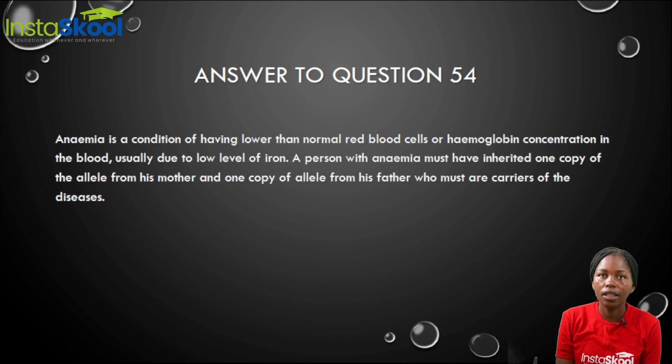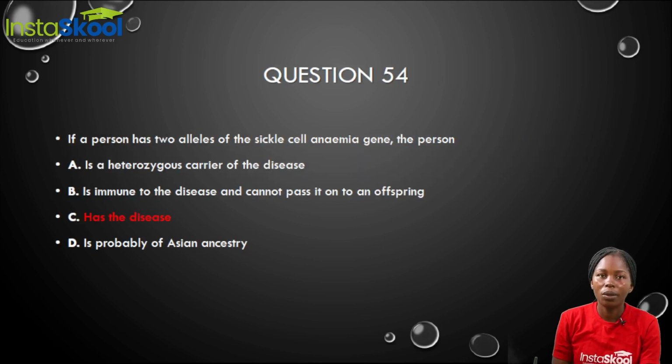So a person that has sickle cell anemia must have inherited 1 copy of the allele from his mother and 1 copy of the allele from his father. And this simply means that this person's parents are both carriers of the disease. So when we go back to our question, the person with 2 alleles of this sickle cell anemia gene has the disease of anemia.